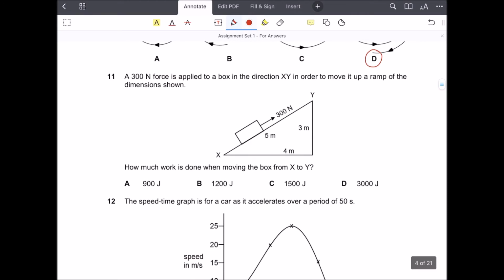Okay. Next question. Question 11, they talk about work done. So work done, straight away my formula is force times distance, and the distance has to be parallel to the force. So if I use 300, if I notice, it is indicated in the diagram, and therefore the parallel distance that I have to use would be the one that is parallel to the force, which I highlighted. Okay, so it's times 5.